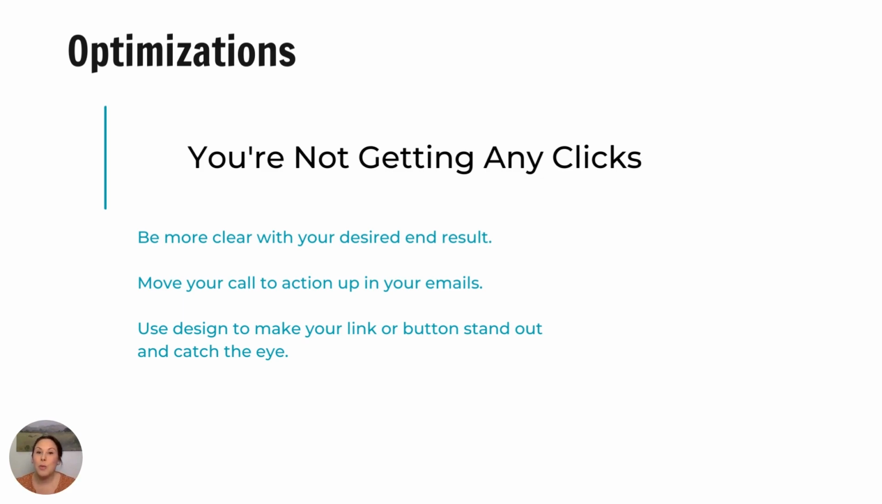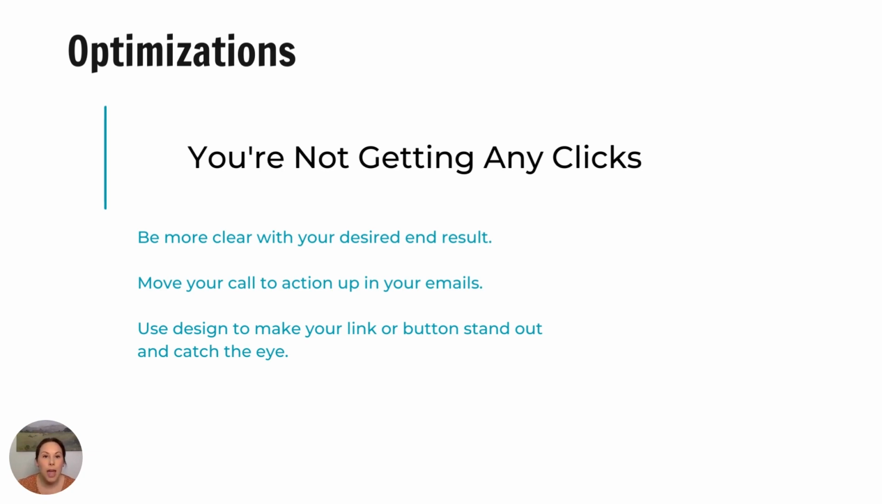Number 1, you could be more clear with your desired end result. A lot of times our brains will fill in the gaps as we create our marketing materials. So we think we put a button in there and people just know what to do. But that's not the case. It might be clear to us, but it's not always clear to them. So be extremely clear in your email copy with the desired end result.